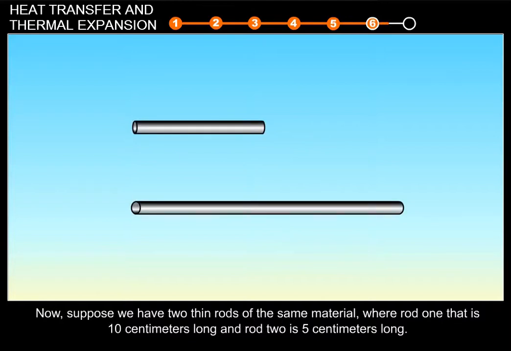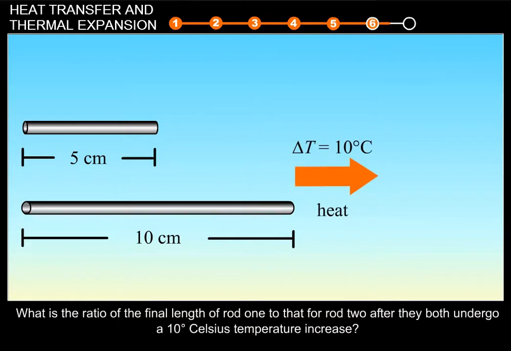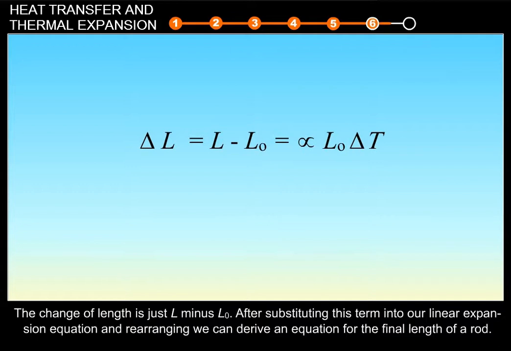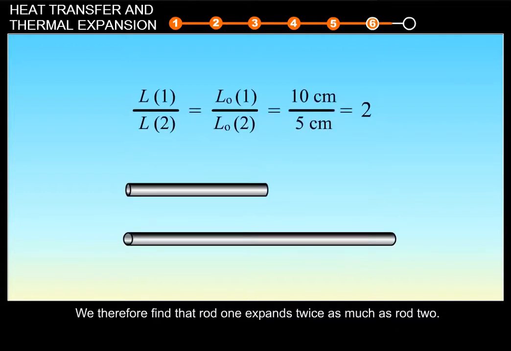Now, suppose we have two thin rods of the same material, where rod 1 is 10 centimeters long and rod 2 is 5 centimeters long. What is the ratio of the final length of rod 1 to that for rod 2 after they both undergo a 10 degrees Celsius temperature increase? The change of length is just L minus L sub 0. After substituting this term into our linear expansion equation and rearranging, we can derive an equation for the final length of a rod. Rod 1 expands twice as much as rod 2.